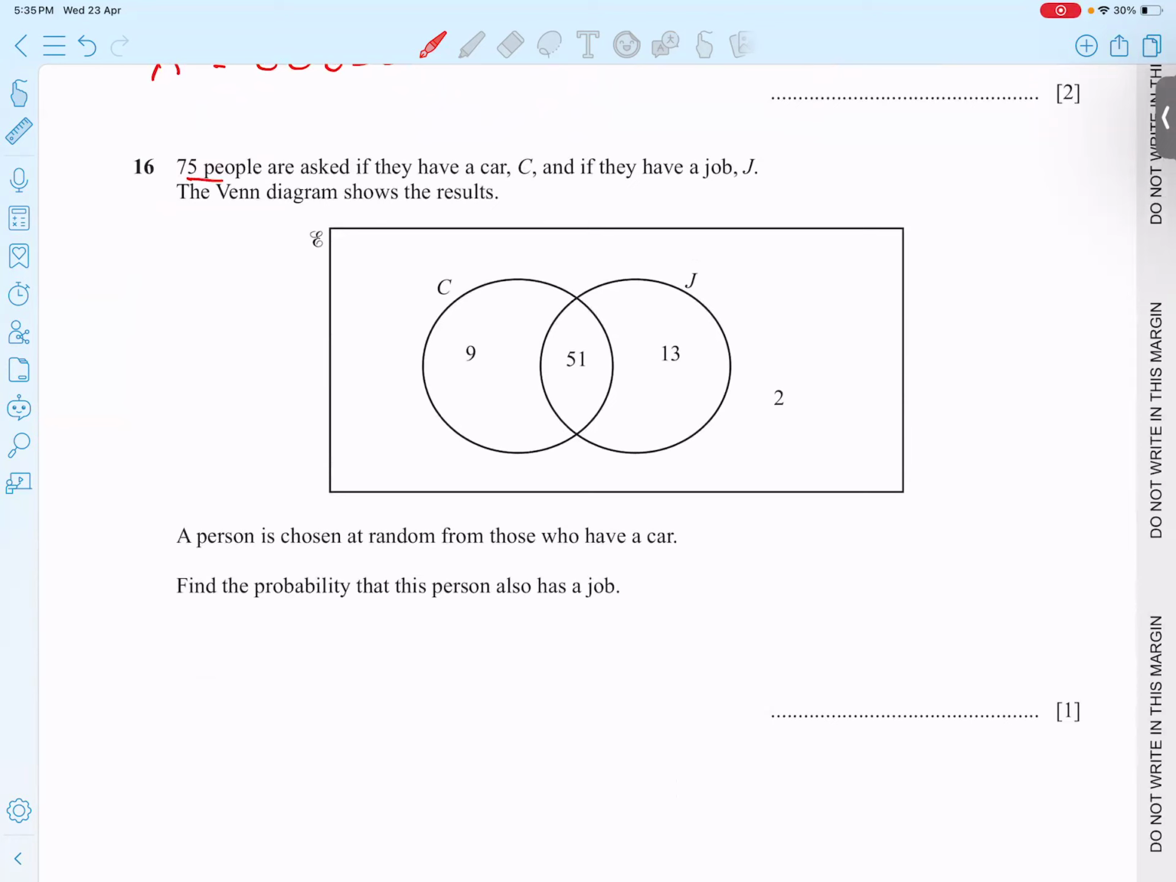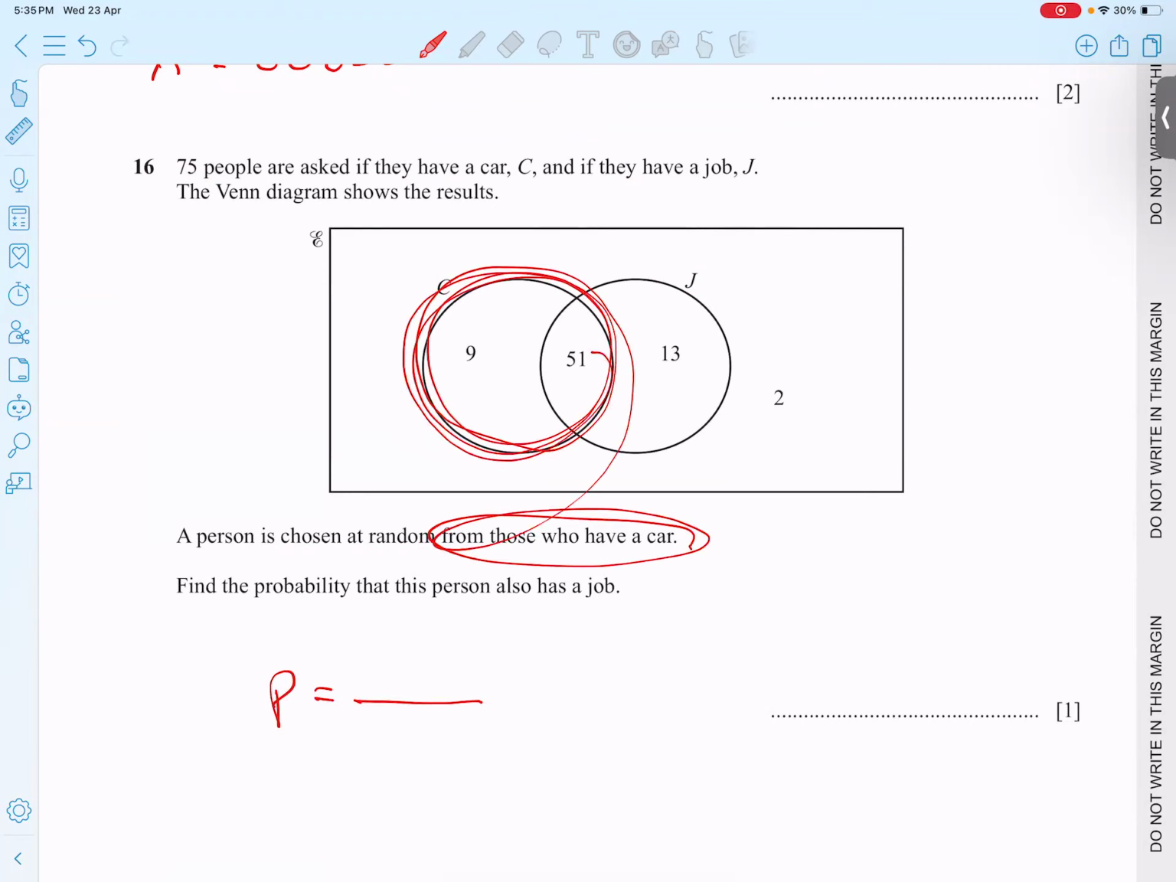Okay. 75 people were asked about having a car and whether they have a job or not. So C for car, J for job. The most important part of the question is this statement: a person who is chosen at random from those who have a car. So it means I will not take from all 75 people. That is wrong. We have to take the total people who have a car. How many people have a car? Car is the circle of car.